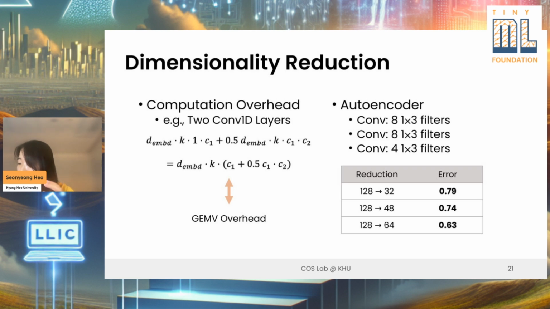So considering the compression overhead, we designed a very small autoencoder with three one-dimensional convolution layers and measured the compression error for comparison. Compared to quantization and pruning, the autoencoder suffers from high compression error, although some more optimization may be possible by tuning the hyperparameters of the autoencoder.